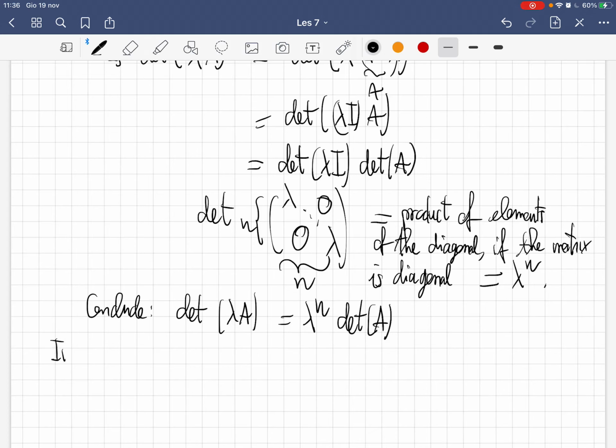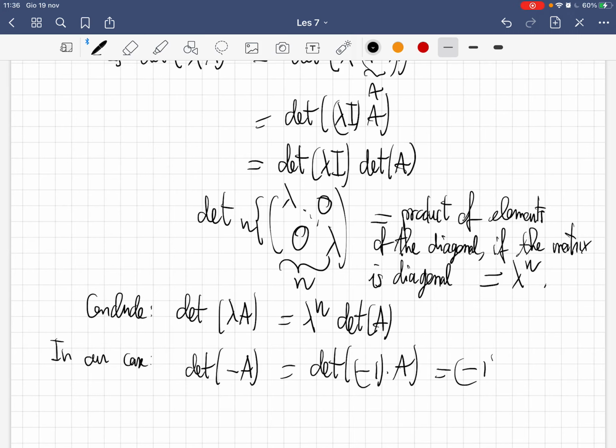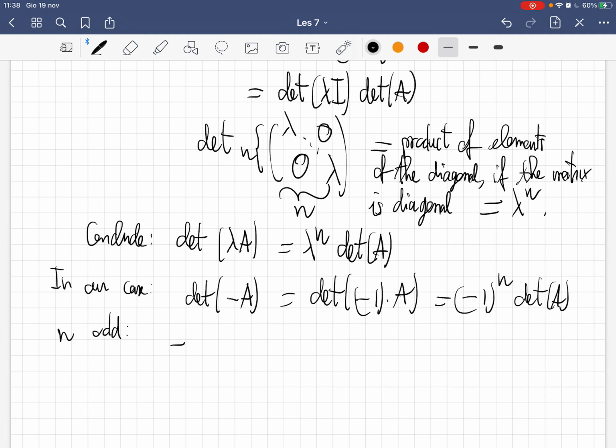And in our case, the determinant of minus A is the same, if you want, as the determinant of minus 1 times A. So it's actually minus 1 to the nth power times the determinant of A. And if n is odd, then this is equal to minus the determinant of A. So in that case, as I said, we were lucky. But not in general.